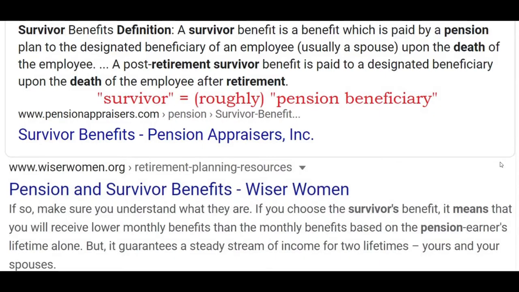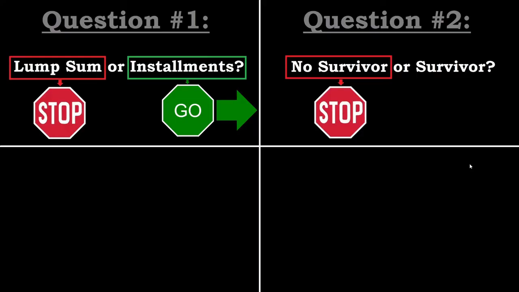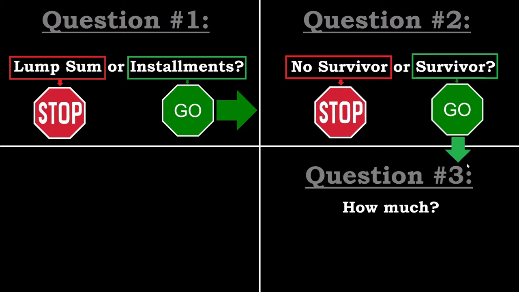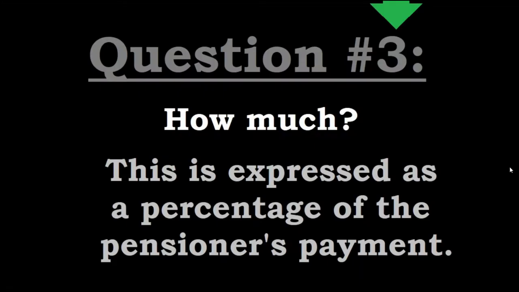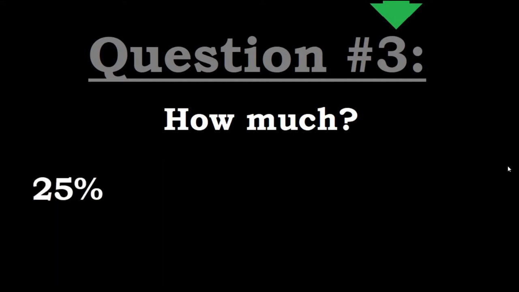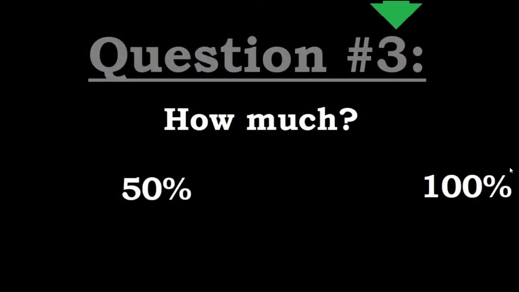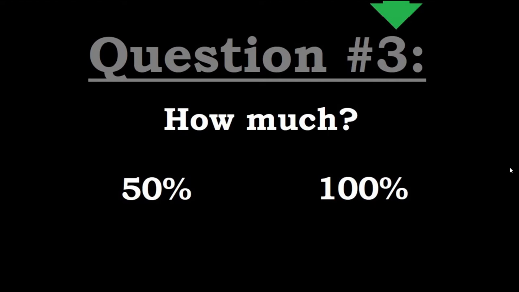Roughly, you can think of a survivor as the pension's beneficiary. If you select no survivorship, this stops the flowchart. And if you select survivorship, then the next question is, how much survivorship do you want? Now, this is expressed as a percentage of the pensioner's payment. Some common choices include 25%, 50%, 66 and 2/3, 75%, or 100%. For the purpose of this presentation, I'm going to use 50% and 100%.